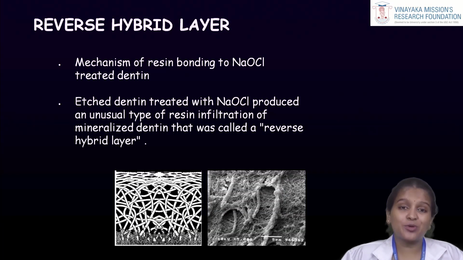And one more technique is deproteinization. Here a reverse hybrid layer is formed. What was believed was that when this collagen is present, only the water content is increased and the penetration of the resin into the collagen fibers becomes challenging. So this was an attempt where deproteinization was carried out, where the collagen was completely destroyed by application of sodium hypochlorite. This led to formation of a reverse hybrid layer. So the mechanism of resin bonding to hypochlorite treated dentin: here the etched dentin was treated with hypochlorite, producing an unusual type of resin infiltration of mineralized dentin that was called a reverse hybrid layer.